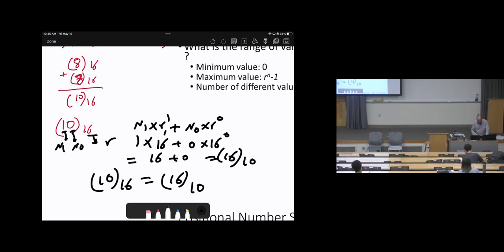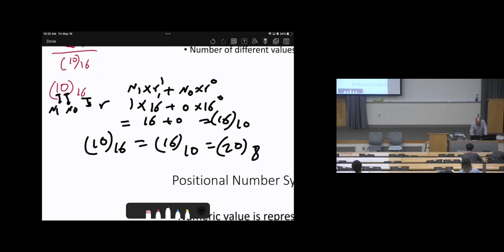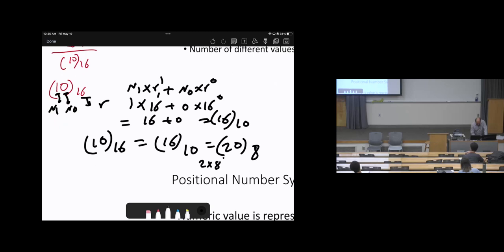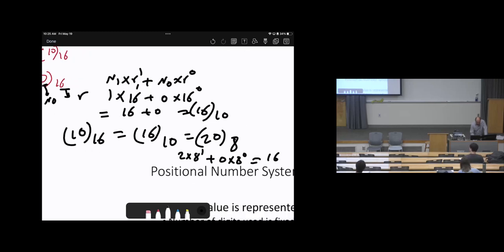And if we convert this into octal, it will be 20. Is that right? It will be 16. Yeah, it will be 20, right? Can we prove this? Yes, let's say 2 times 8 power 1 plus 0 times 8 power 0, which is 2 times 8, 16, plus 0, which is 16, which is correct.